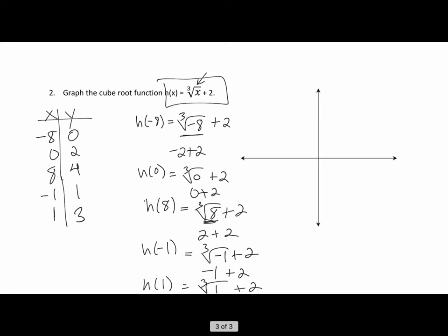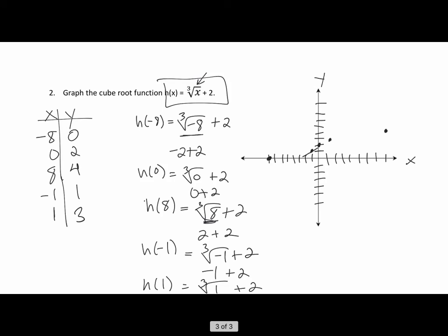Okay, so let's check these out and graph them. -8, 0. I thought I was going to do a rough graph, which I probably could because I know what this looks like, but I want to give a good idea here. So 1, 2, 3, 4, 5, 6, 7, 8, 4. -1, 1, and 1, 3. Okay, that's a good idea of what this looks like.